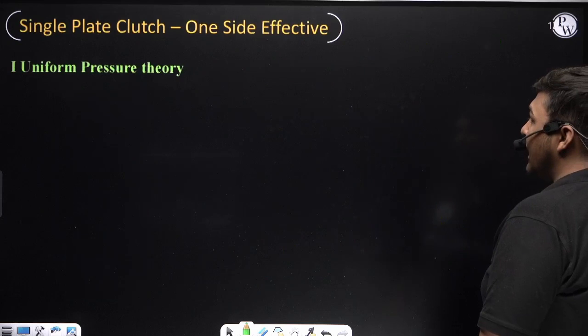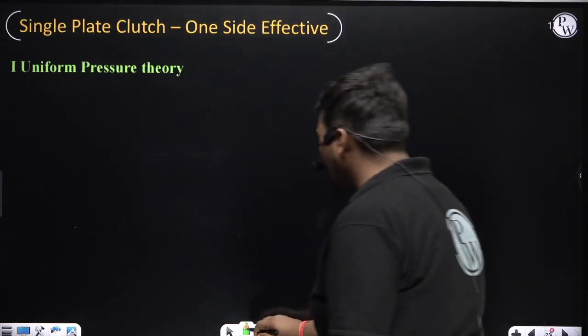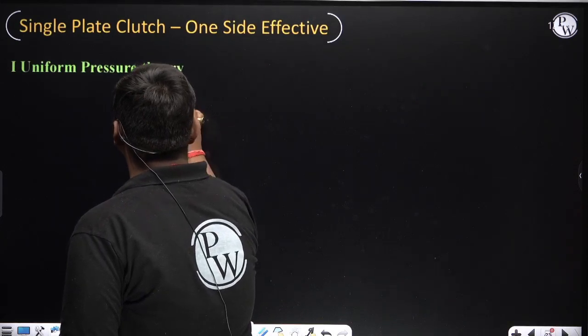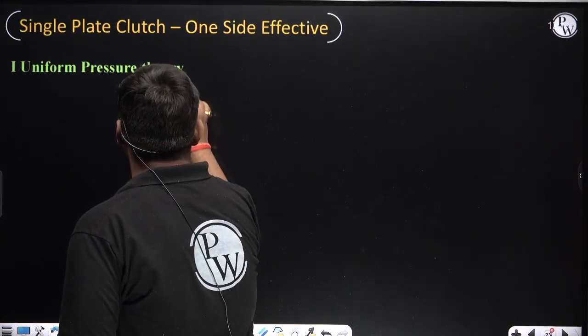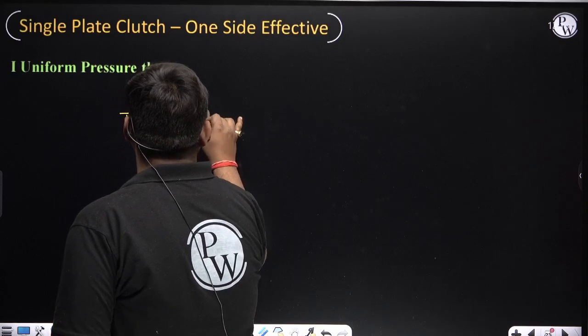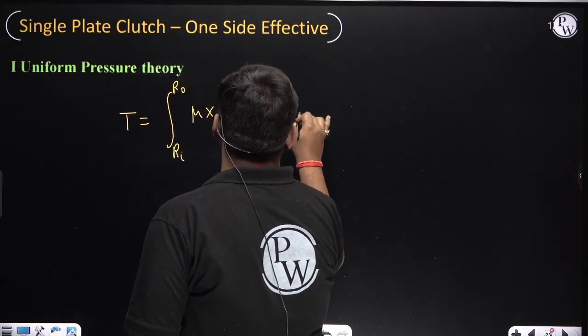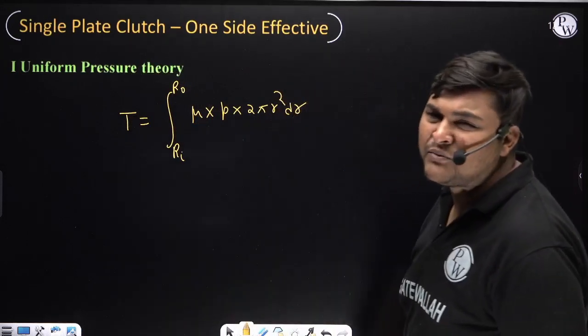Now, what will be the expression of torque? So I am calculating the expression of torque. The formula to calculate torque is integration from Ri to R naught of mu into P into 2 pi r square dr. This formula is very easy to remember.